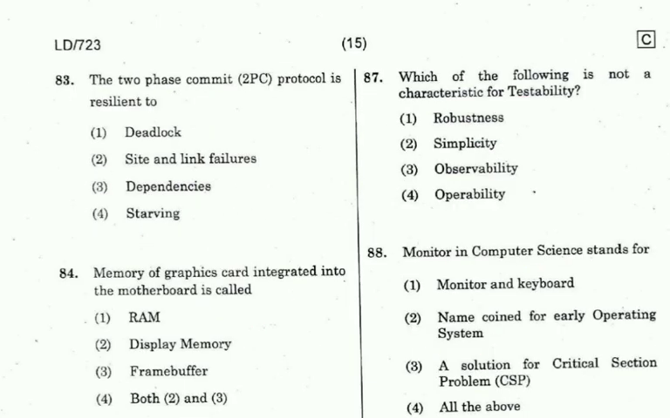The two-phase commit protocol is resilient to. The two-phase commit is a distributed algorithm used to ensure that a transaction is completed in a reliable way across multiple nodes. It is designed to handle site and link failures, ensuring consistency in distributed systems. Deadlocks, dependencies, and starvation can still occur, but site and link failure resilience is the key feature. So option 2 is the correct answer.